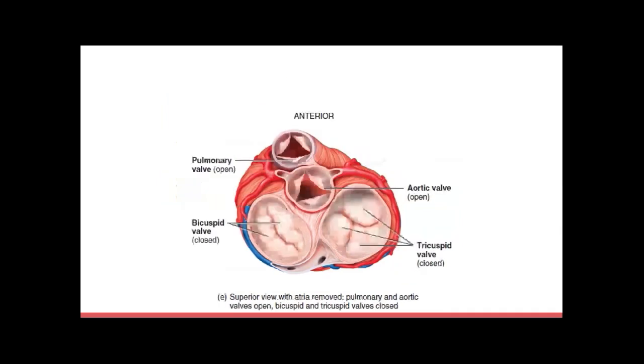This picture is the same superior view, but now the AV valves are closed and the semilunar valves are open. So when the semilunar valves are open, blood is ejected from the ventricles into the pulmonary trunk and aorta.